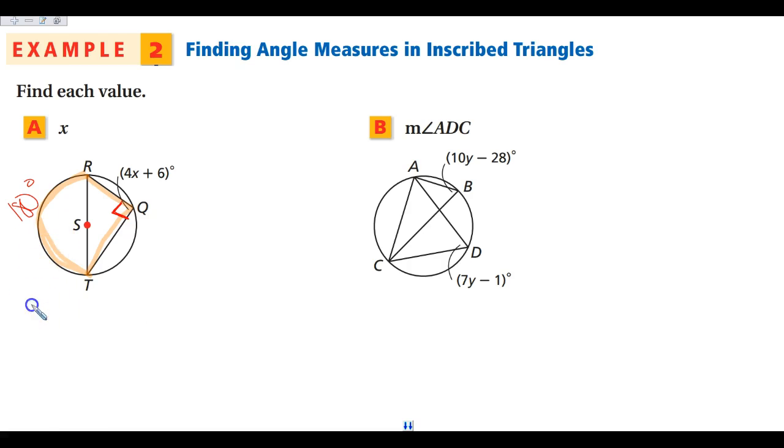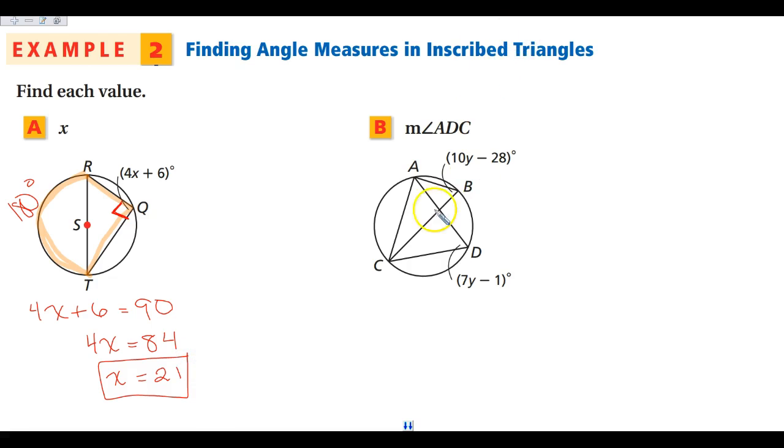So what I'm going to do here is set 4x plus 6 equal to 90. We're going to subtract 6 from both sides. We're going to get 84. And then we are going to divide both sides by 4. And I'm going to get 21 is my value of x.